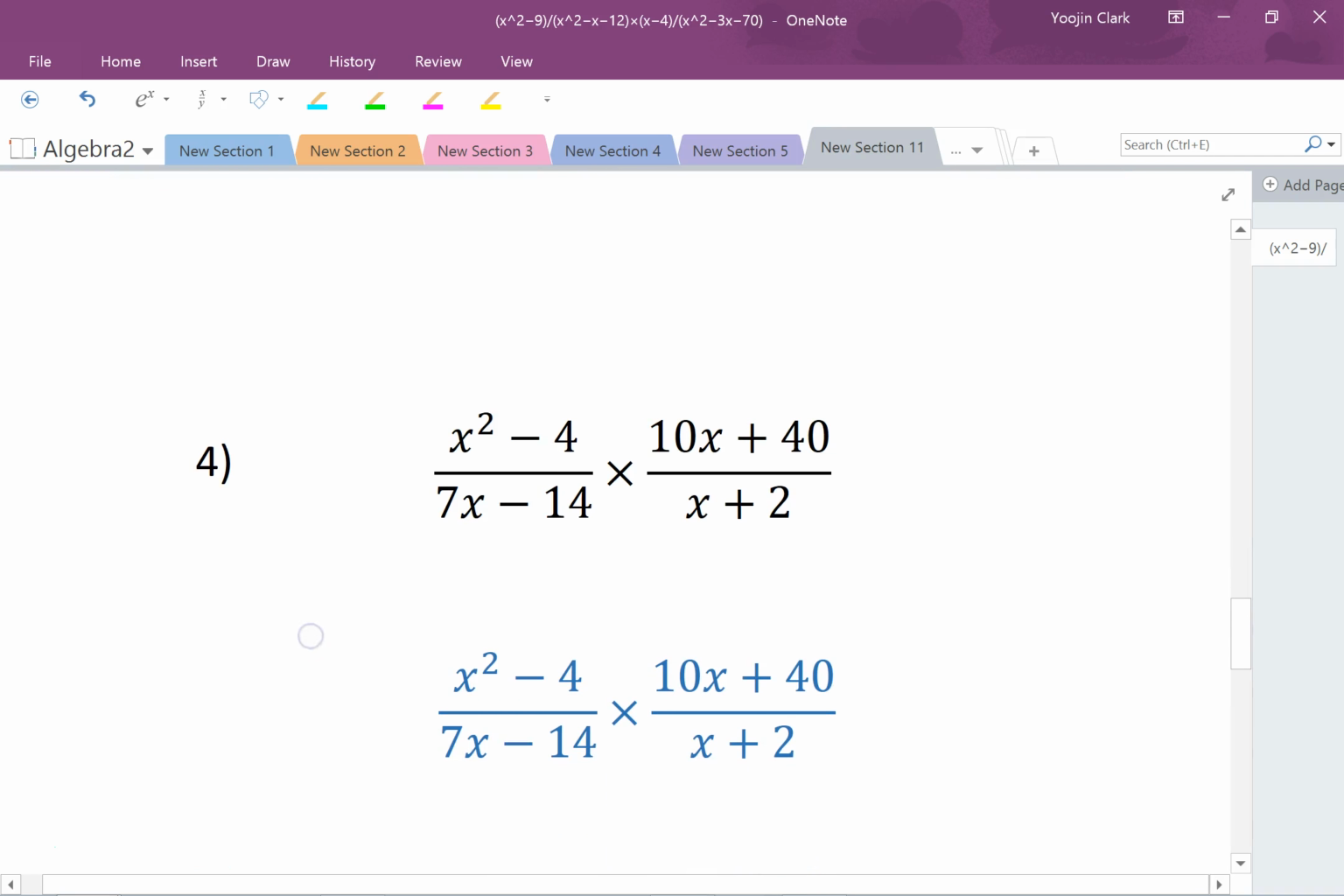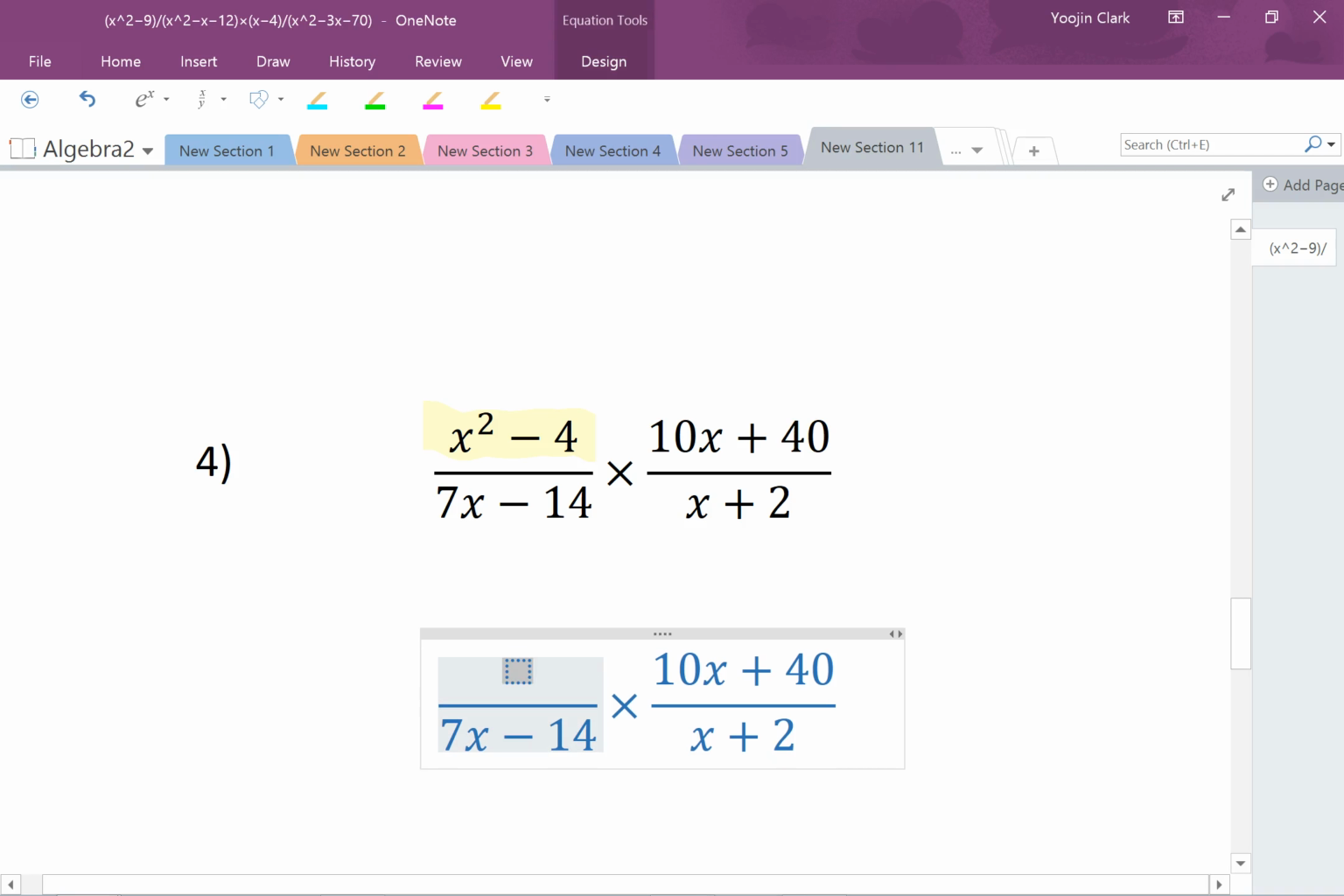Let's try this one. First thing I see another difference of squares there. So right away, that's x plus 2 times x minus 2. I got my x's back.